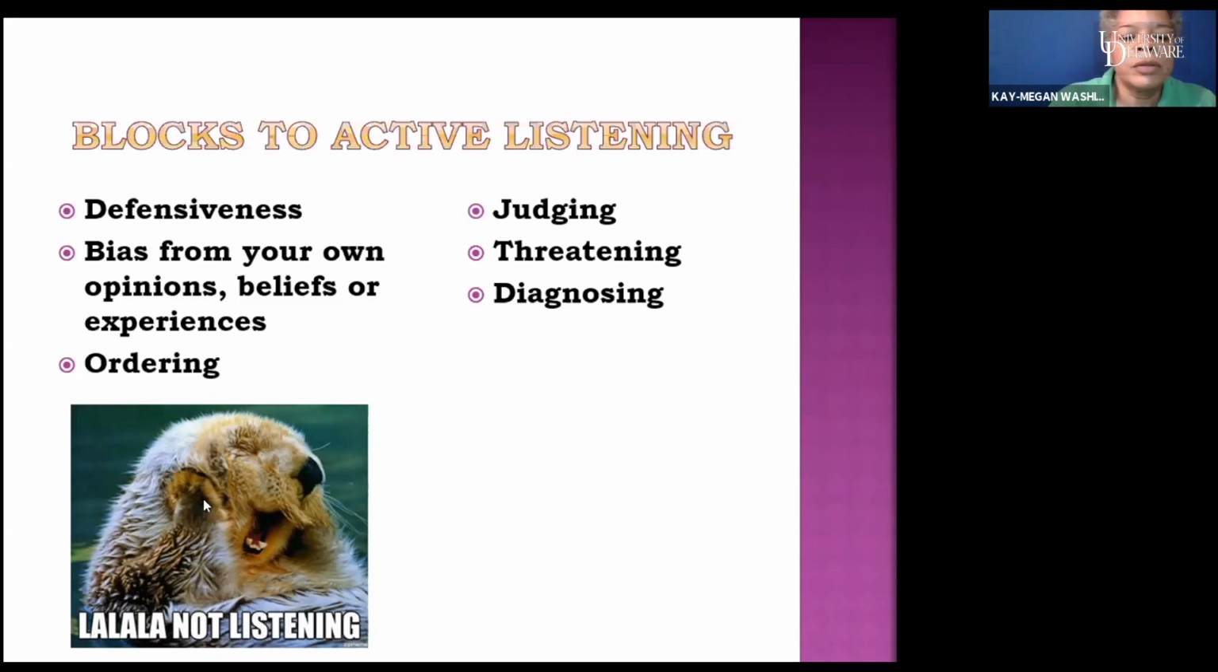I like our little otter down here with his hands over his ears, la, la, la, not listening. That's often what happens in situations where we're uncomfortable, is we don't want to listen. And we have to sort of fight against that and fight against these blocks in order to have these conversations in a way that's helpful and useful to everybody. Okay.